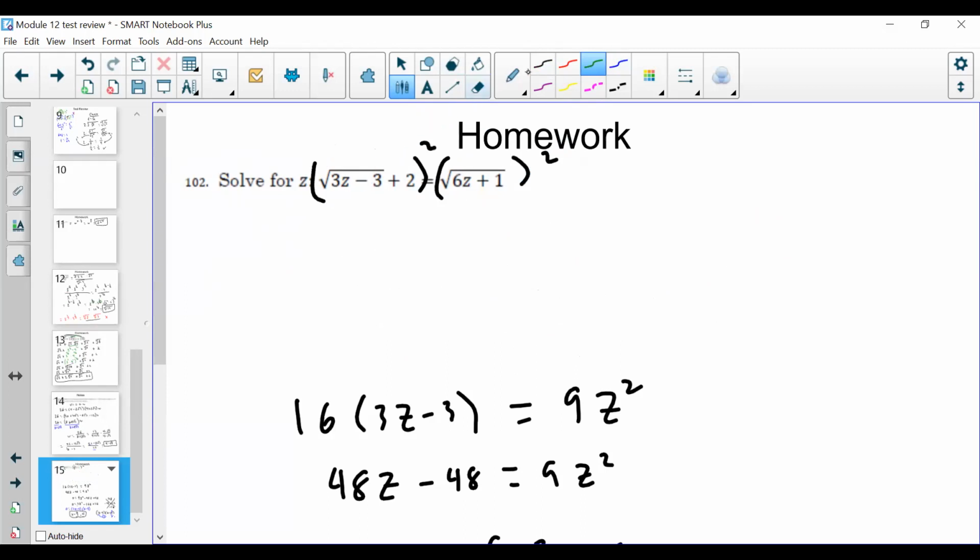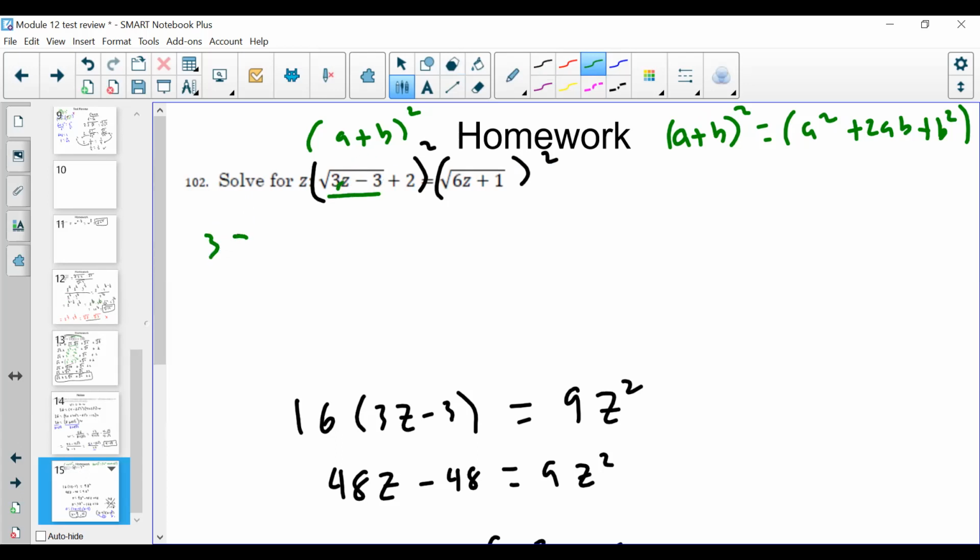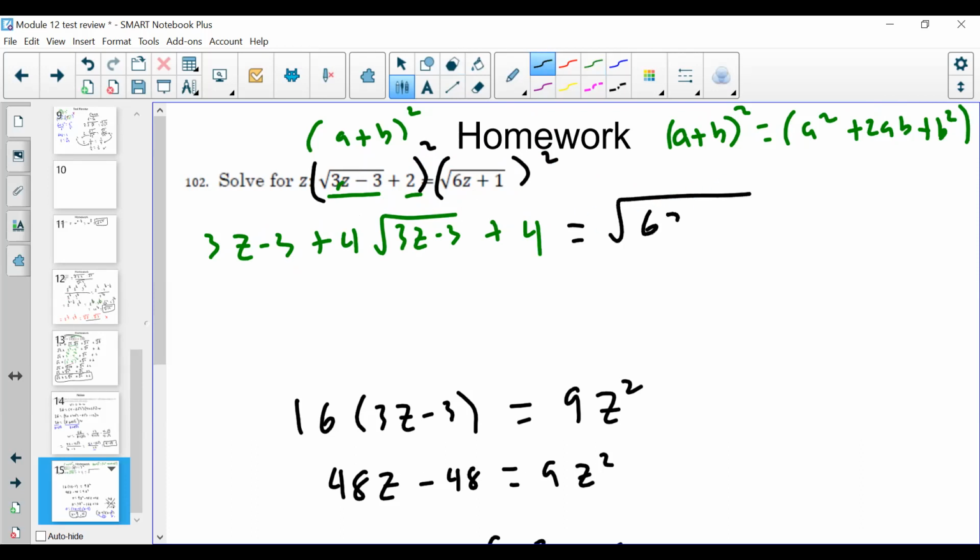So this part right here is a plus b squared, right? An a term plus another b term all squared. And this is going to factor or FOIL out to a squared plus 2ab plus b squared. So a is the square root of 3z minus 3. So a squared, or this term right here squared, is just 3z minus 3. And then 2ab is 2 times your a term times your b term. 2 times 2 is 4, times that is 4 times the square root of 3z minus 3. And then we add b squared, or b is 2, so it's plus 4. And then that all equals the square root of 6z plus 1.